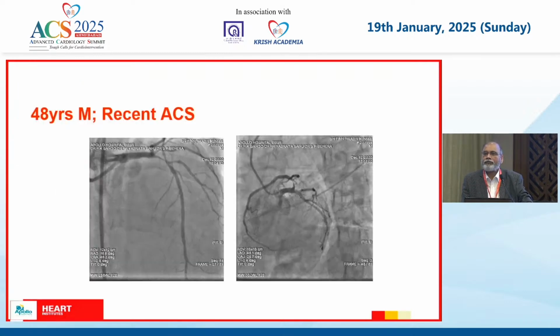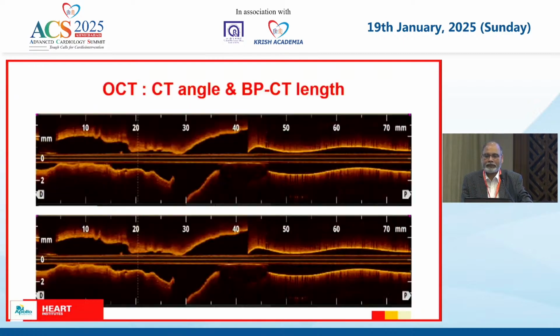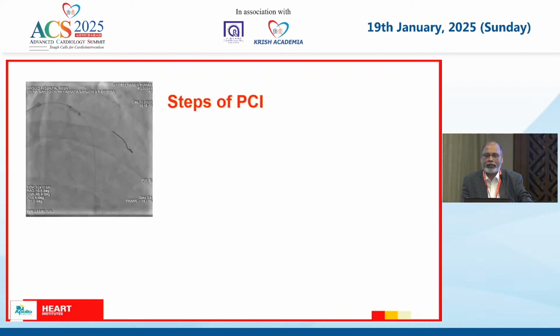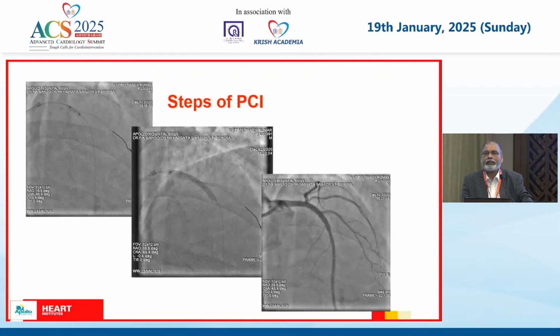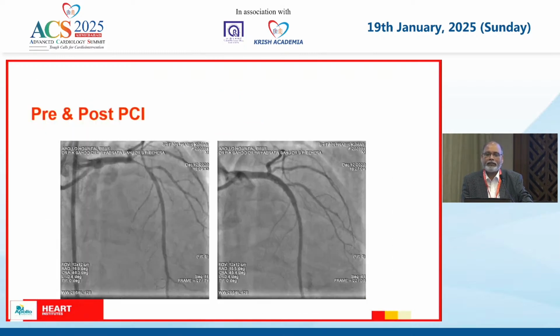Take this case, a 48-year-old male, recent ACS. I calculated the carina angle and the BPCT length. BPCT length is 2.7 millimeters. The carina angle is more than 70 degrees. Single stent only. You'll never crush your side branch. Very simple, single stent, keep the procedure simple. The side branch is flowing well, so you don't have to be worried. So OCT helps with specific criteria about how to do a bifurcation.